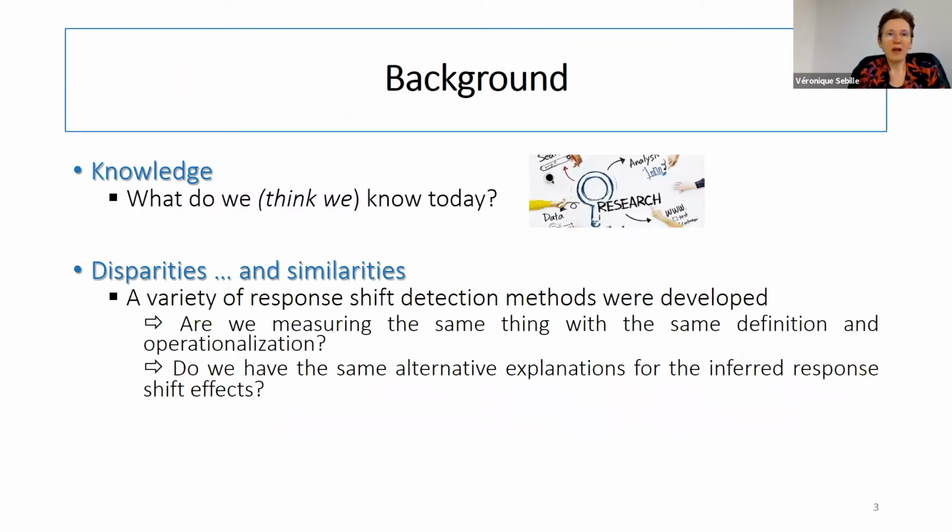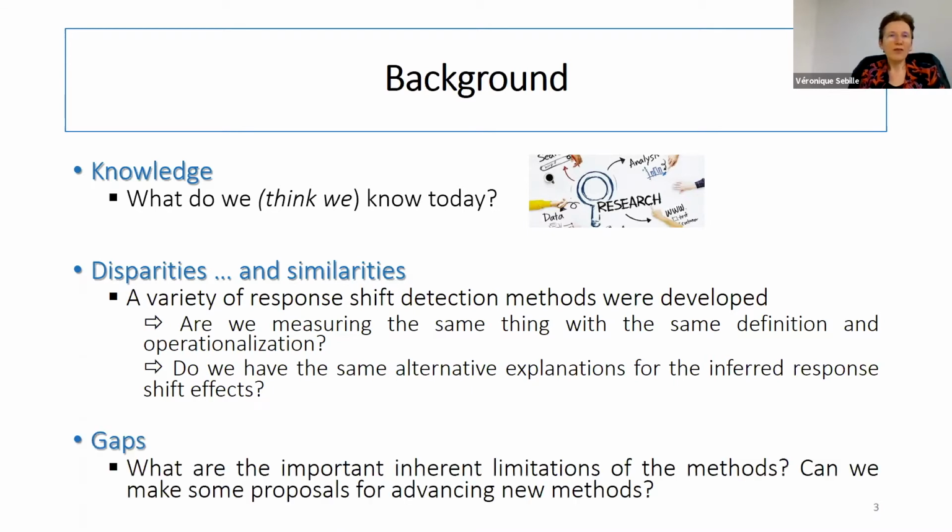We also wanted to look at the disparities and the similarities of the methods because quite a large variety of response shift detection methods have been developed. And we may be wondering whether we are measuring the same thing with the same definition and operationalization, depending on the methods we're using, and whether we have the same alternative explanations for the inferred response shift effects. We also wanted to look at the gaps and to highlight what could be the important inherent limitations of the methods, and whether we could make some proposals for advancing new methods to try to move the field forward.